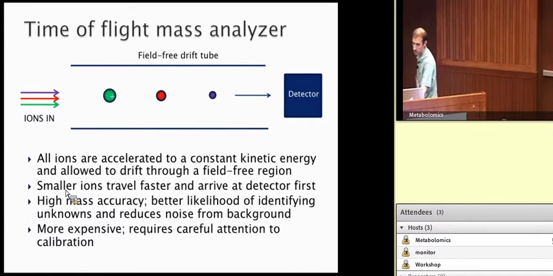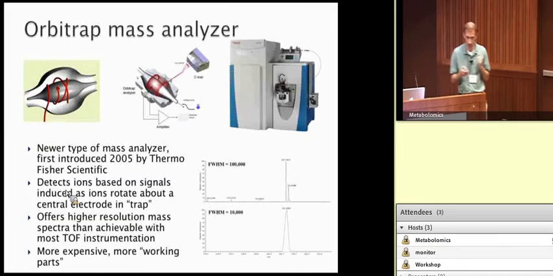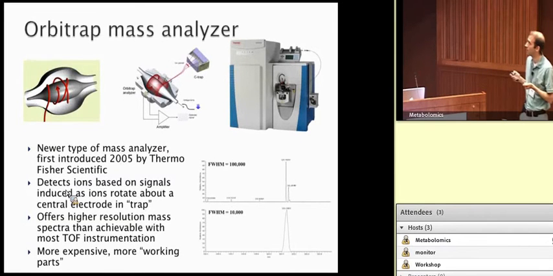One more type, because you'll probably bump into it if you're reading the literature, which is sort of the newest type that's out there and commonly used for metabolomics, is called an orbitrap, introduced in 2005 by Thermo Fisher Scientific. It detects ions based on signals that are induced as they rotate around a central trap electrode, based on some pretty fancy voltages and physics that go on with that, which I don't fully understand myself. It offers even higher resolution than TOF.